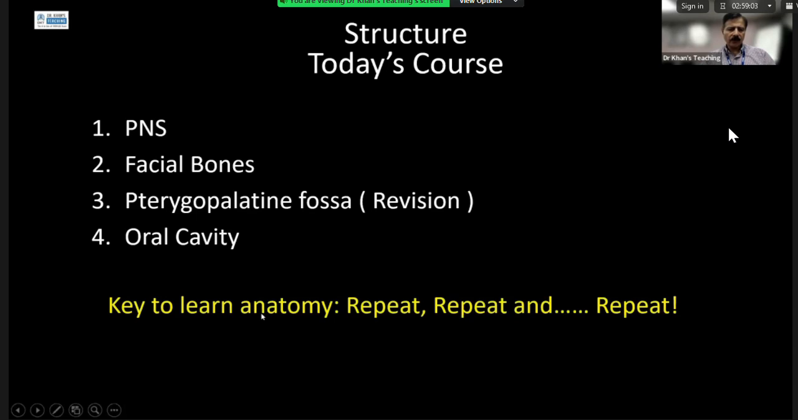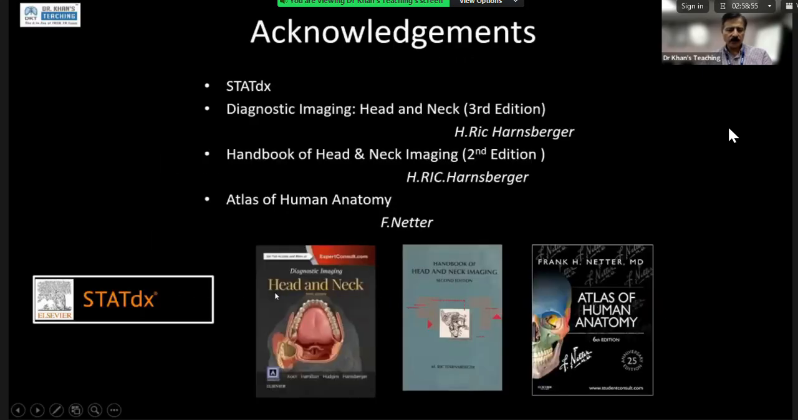cavity. As far as anatomy is concerned, it is all repetition, so we are going to repeat it again and again. Acknowledgements, including StatDX, Hans Berger's books, including Diagnostic Imaging Series, handbooks, and of course, Netter's Atlas.